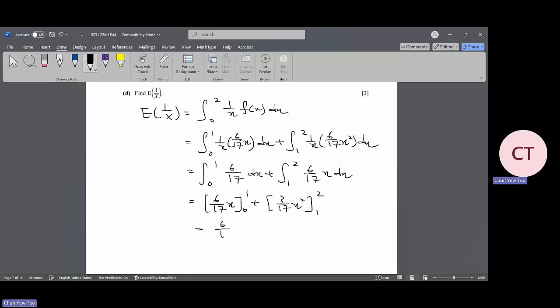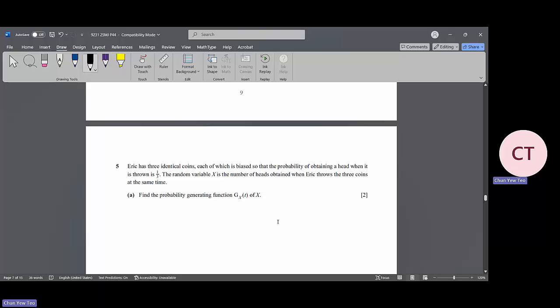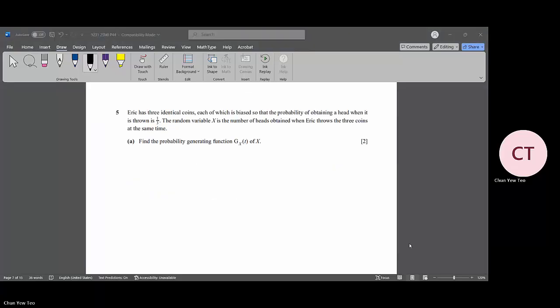Then you get 6 over 17 minus 0, plus 12 over 17 minus 3 over 17. So you get 15 over 17. Done. This will be the answer for question number 4D. And we move on. We have question number 5.